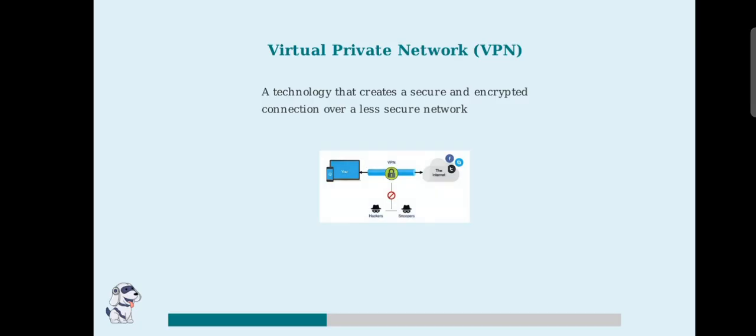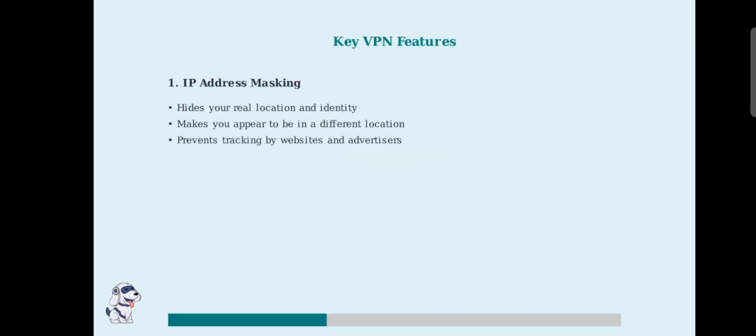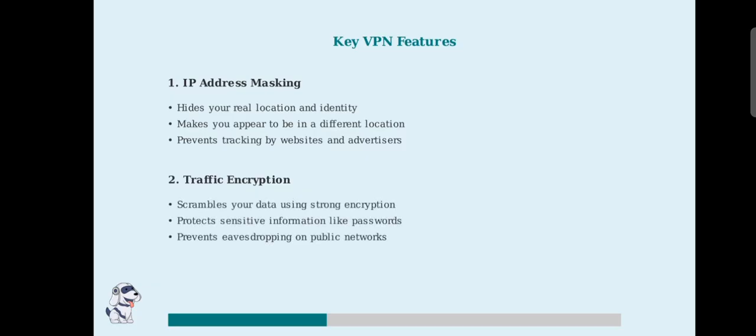When you connect to a VPN, it creates a secure tunnel between your device and the internet, protecting your data from hackers and snoopers. VPNs provide two key security features. First, they mask your IP address, hiding your real location and identity from websites and online services. Second, VPNs encrypt your internet traffic, scrambling your data so that even if someone intercepts it, they cannot read or understand it. VPNs have several important use cases.